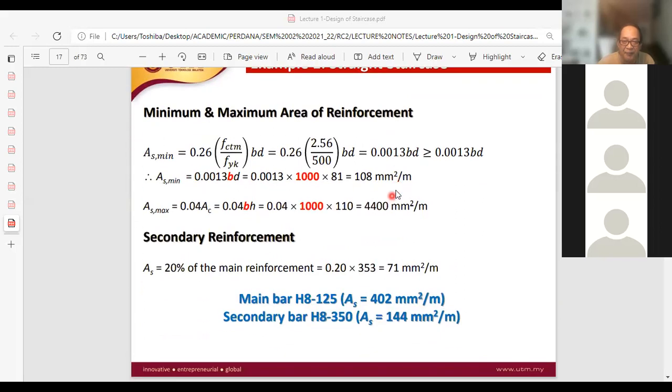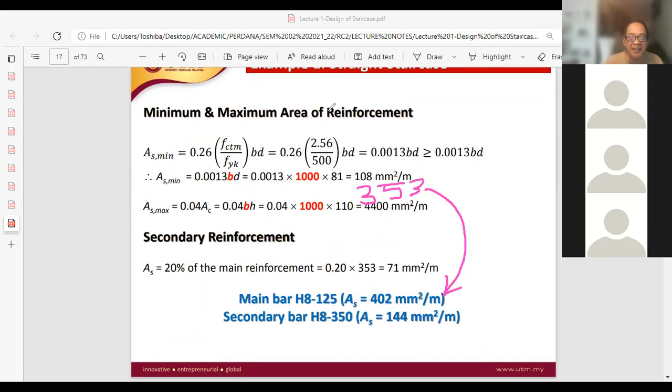353 is somewhere here. Okay, greater than minimum, less than maximum. It is located somewhere here, in between. 353 is somewhere here. Between 108, we have 353. It is greater than 108, but less than maximum. Okay, so that is how we obtain the reinforcement, and from this reinforcement, this is selected.